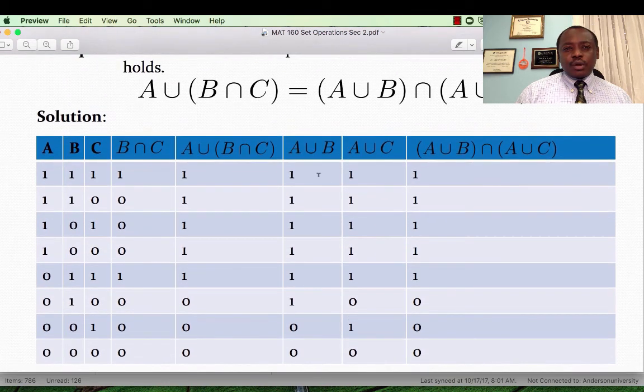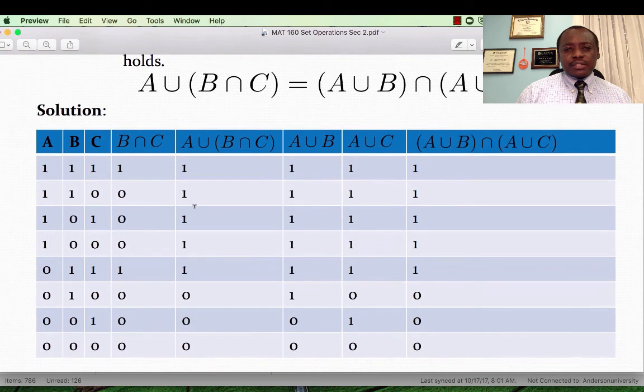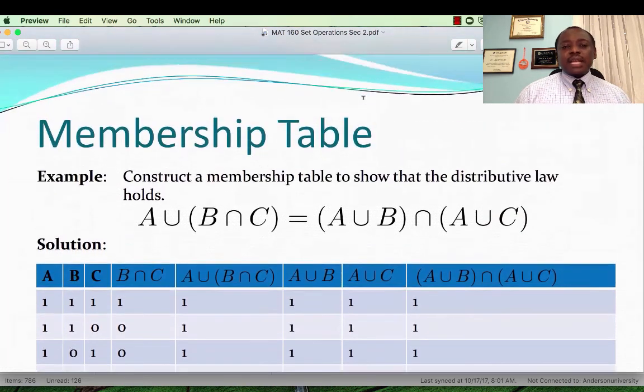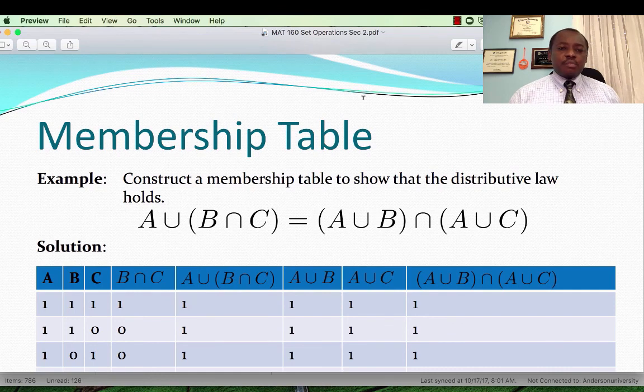So I look at these 2 columns: A union (B intersection C), that's the column right there, and I look at this column right here. These 2 columns match. Therefore, I can conclude that equality holds. But in this class, we are not going to use membership tables.